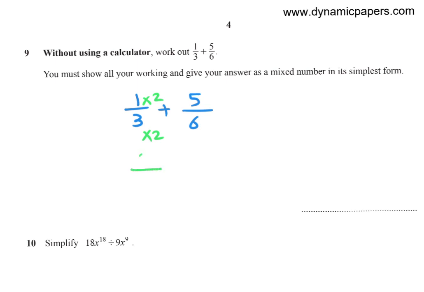So? 2 over 6 plus 5 over 6 equals 7 over 6. We need the answer as a mixed number. So 7 over 6 can be written as 1 and 1 over 6.